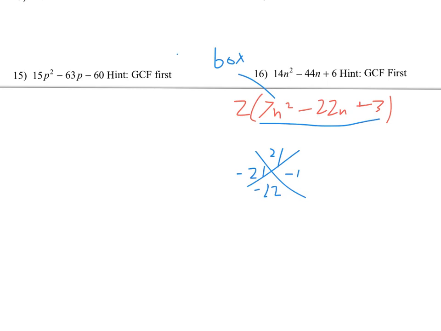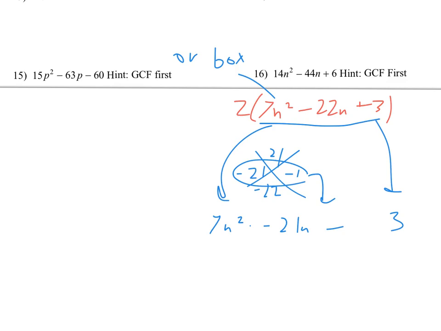You could use the box instead, but I'll just show this example. So I'm going to put 7n squared over here, and then 3 over here. And then the middle two are going to come from right here. So minus 21n minus 1n. We always have to attach those ones to a variable, no matter what technique you use.